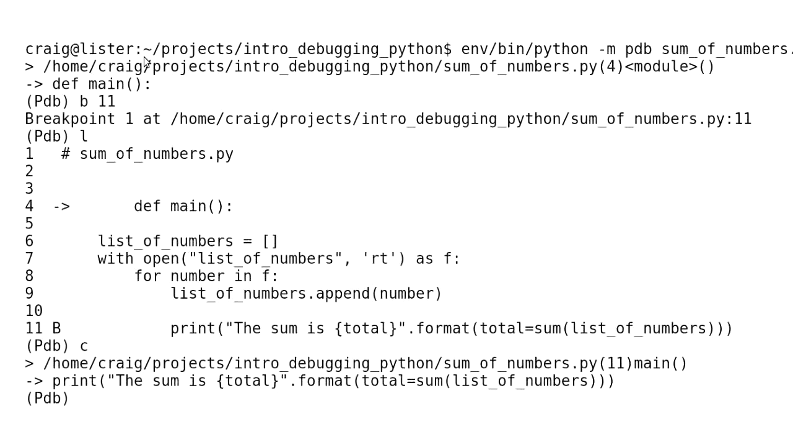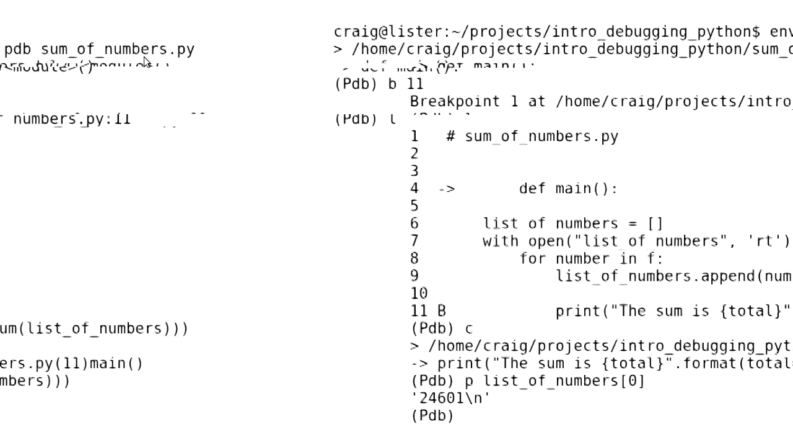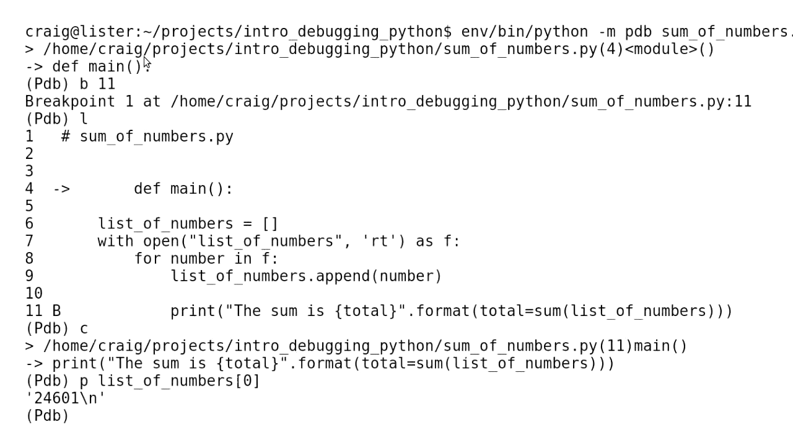C is for continue. I've listed out the code. This shows where the breakpoint is. You see the little B over here? That's the breakpoint. And then I'll show you what happens after I hit continue. So it's going to print out the first number. I'm going to print the first one in the list of numbers, and our suspicion is confirmed. It's a string, and it's got a line feed at the very end of it. Ha! Now we have something useful.